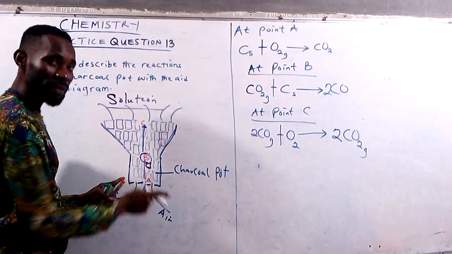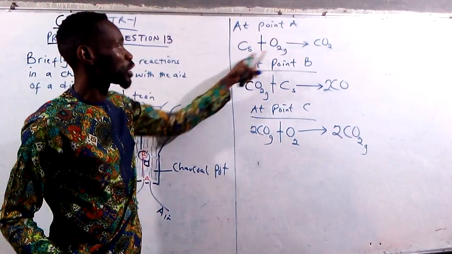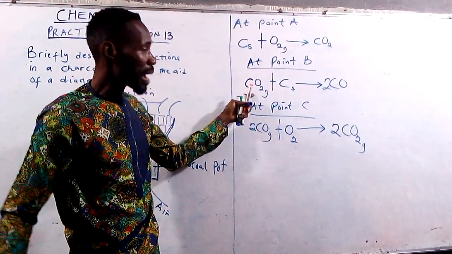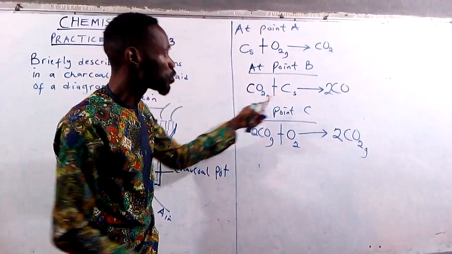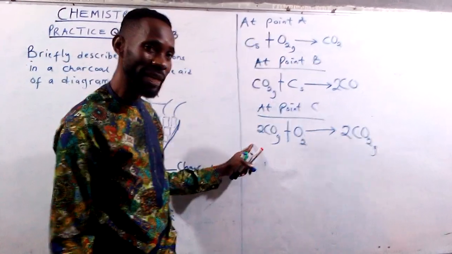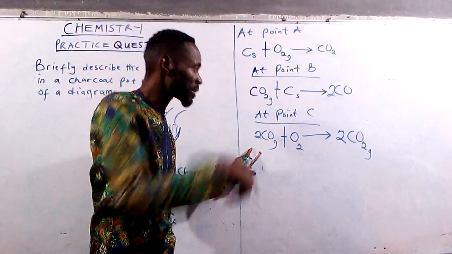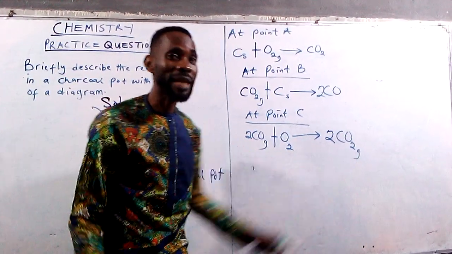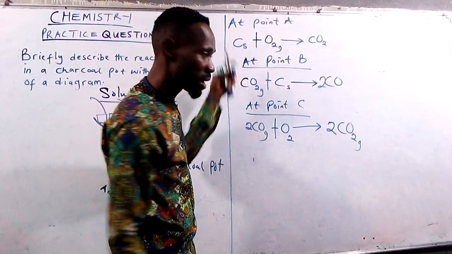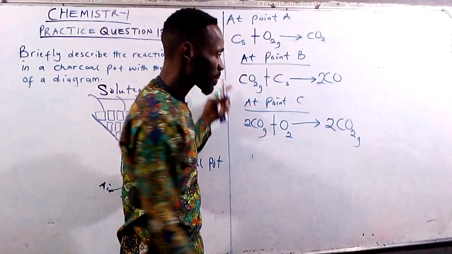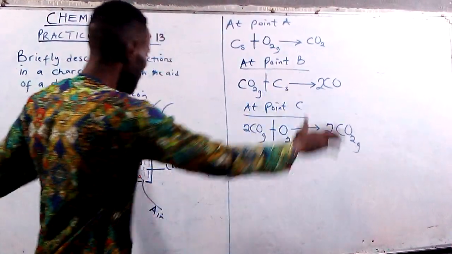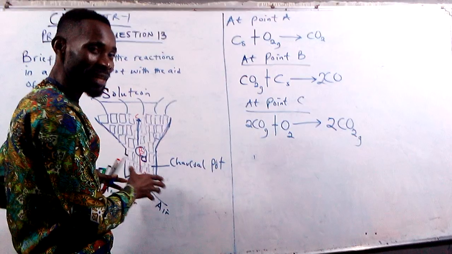You can see that at point A, oxidation occurs. The carbon is being oxidized to carbon dioxide. At point B, the carbon dioxide is being reduced by more charcoal to carbon monoxide. And at point C, the carbon monoxide is further oxidized back to carbon dioxide. That's to say that at point A, there is a plentiful supply of oxygen, a limited supply of oxygen at point B, and at point C, a plentiful supply of oxygen. This is the principal reaction that takes place in the charcoal pot.